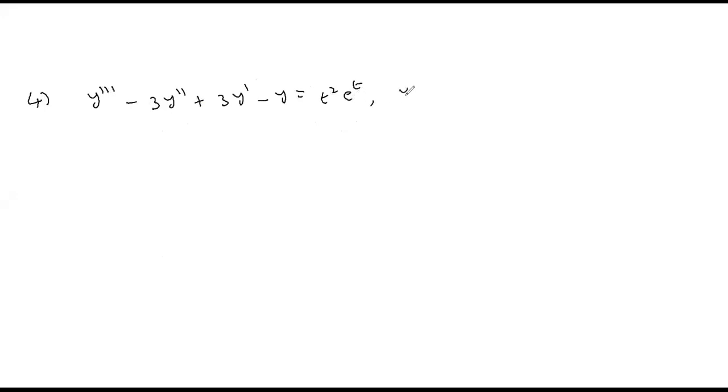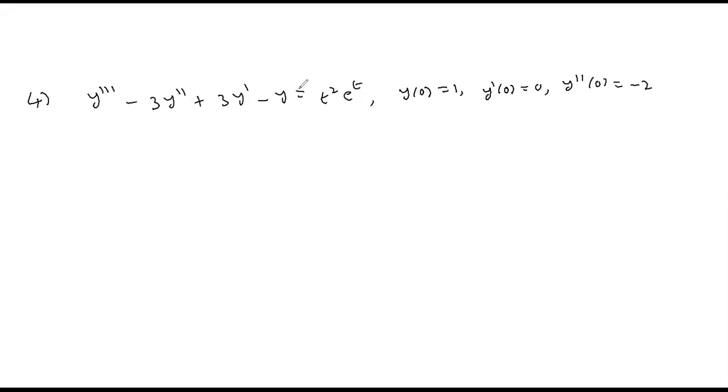Please note down y of 0 equal to 1, y dash of 0 equal to 0, y double dash of 0 equal to minus 2. I'm rechecking these things, otherwise if you make a mistake in copying the differential equation, it may not be possible to solve. y triple dash minus 3y double dash plus 3y dash minus y is equal to t square e power t with the conditions y of 0 equal to 1, y dash of 0 equal to 0, and y double dash of 0 equal to minus 2, right?